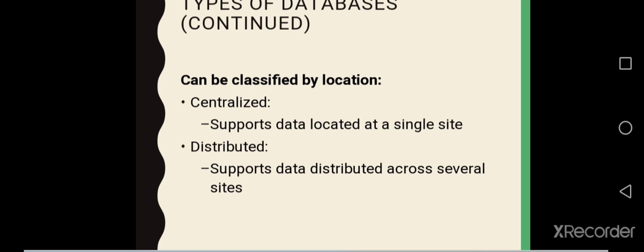Another one is distributed. Distributed supports data distributed across several sites, for example, banks. There are different branches of banks wherein they use the same system.